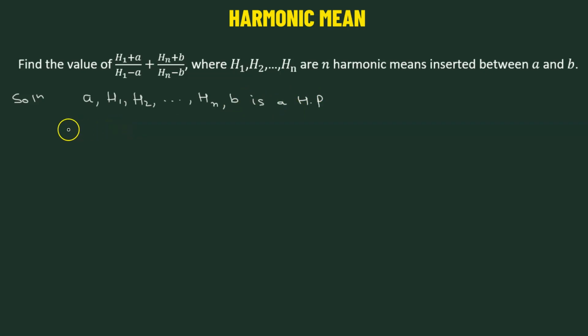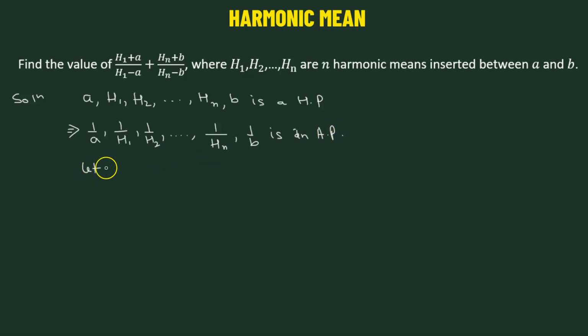Now if it is a harmonic progression, then we can take the reciprocal of each of the terms, and the new sequence, which is 1 over a, then 1 over h1 followed by 1 over h2 going all the way up to 1 over hn and then 1 over b, is going to be an arithmetic progression. Now if that's an arithmetic progression, then it's going to have a common difference.